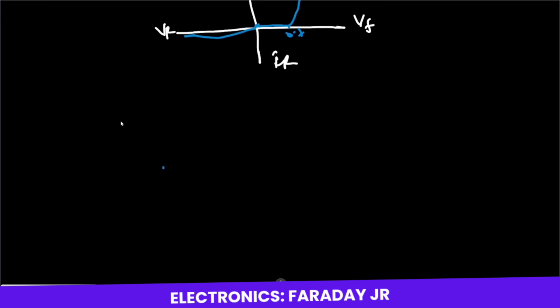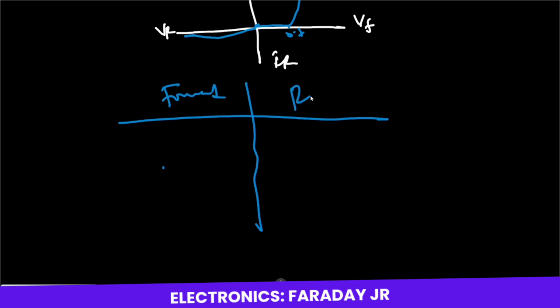Now one other thing that we can do in order for us to remember is that we can draw a table where we have the forward and then we have our reverse, for revision's sake. So we can see that in the forward mode we have VF, which is equal to 0.7 plus RD times IF. The VR limit is equal to IF multiplied by the limiting resistor.